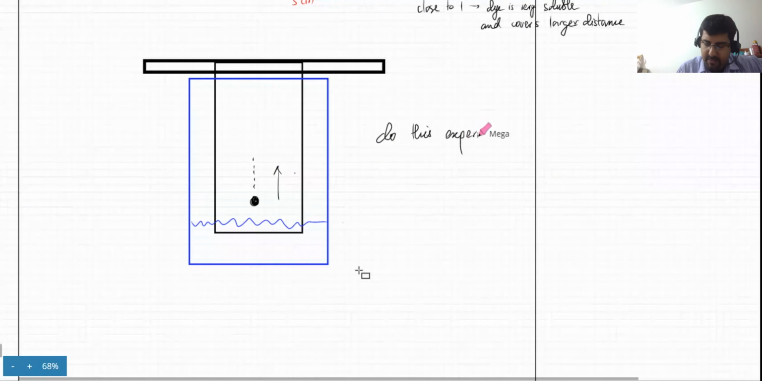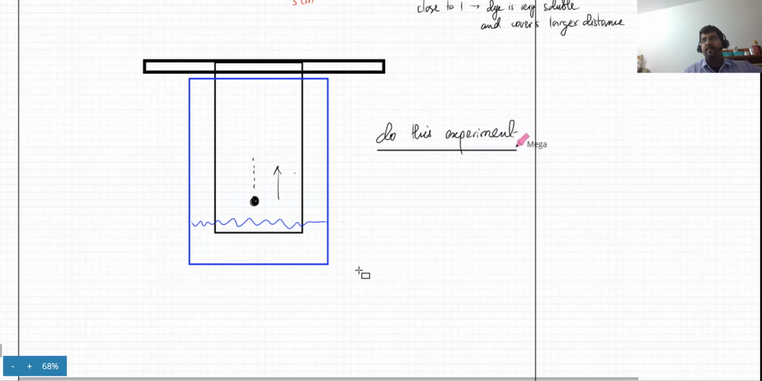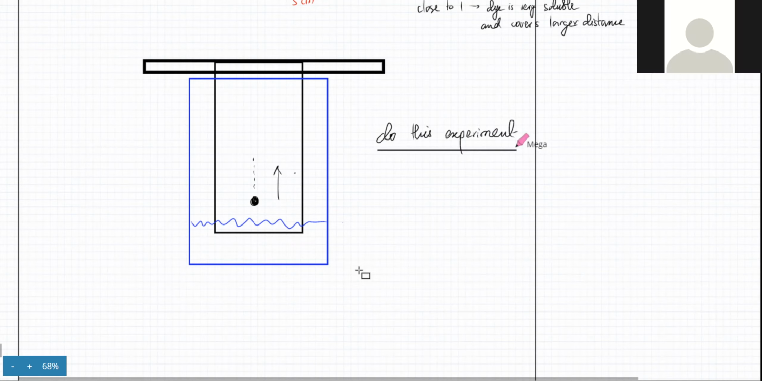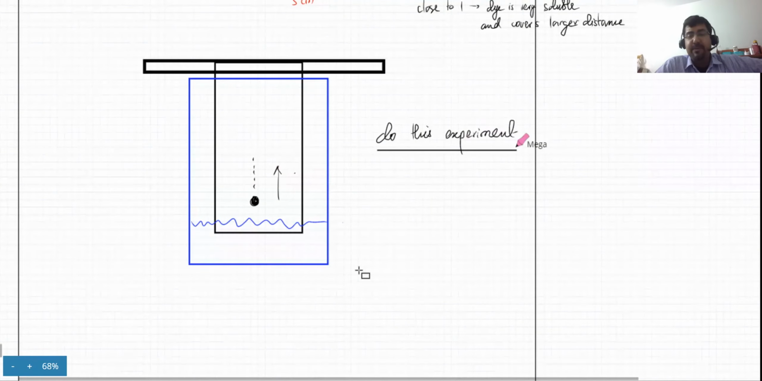Okay, everyone. Although the experiment would not be that good, even try to calculate the RF values if you're able to spot different dyes. Okay, so send me a picture of this. Try this and revise the rest.